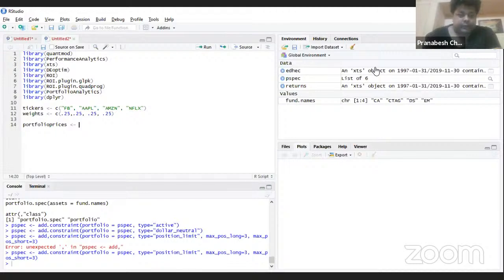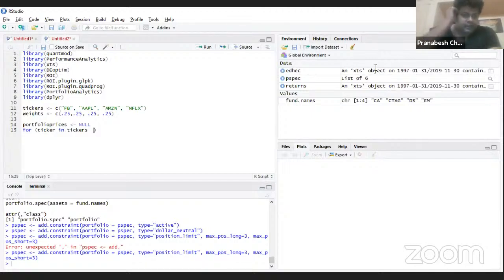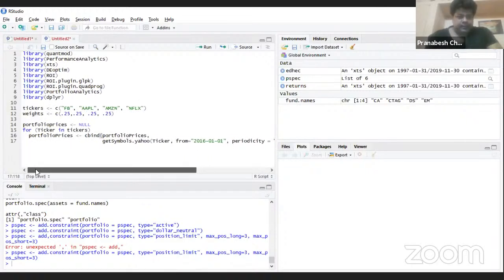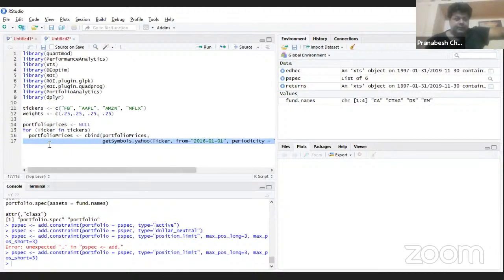Portfolio prices is equal to null. Now we will call our old function: for ticker in tickers, right? Since we already have this function, let me copy it from my previous one for the sake of time. Same from 2016, I am invoking. And portfolio prices here, the P is capital. R is always case sensitive, you remember.